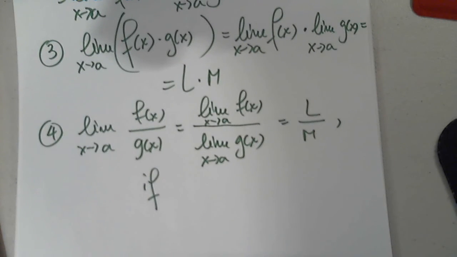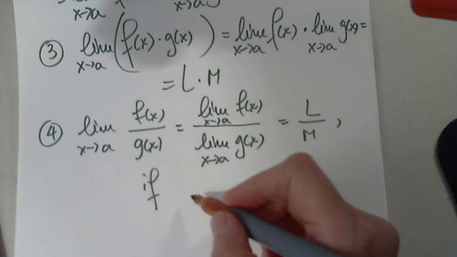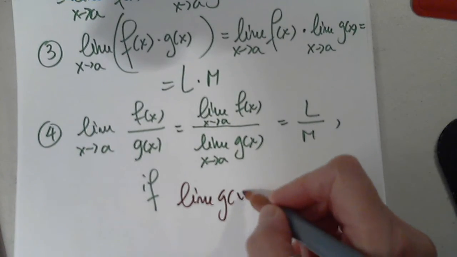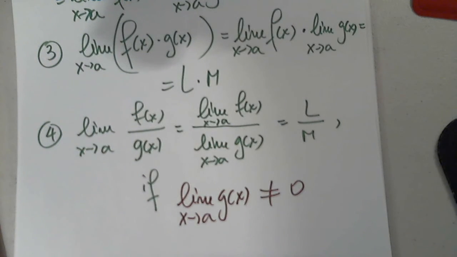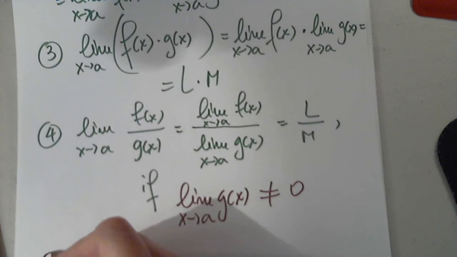If the limit of g of x is positive? I can divide by a positive number and by a negative number. The limit of g of x is not equal to 0. That's a different story. Very good. Excellent. Because I can divide by positive numbers, I can divide by negative numbers, but what I cannot divide by is 0. Perfect.